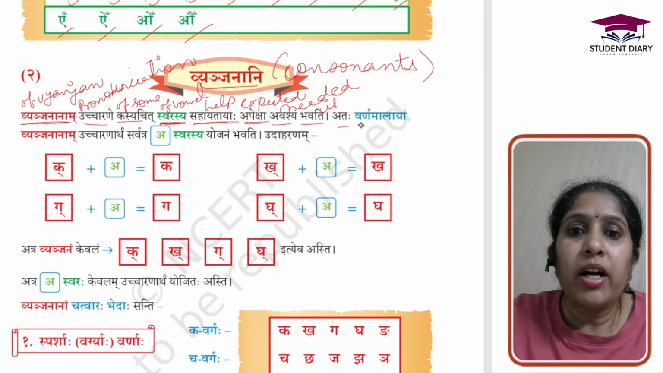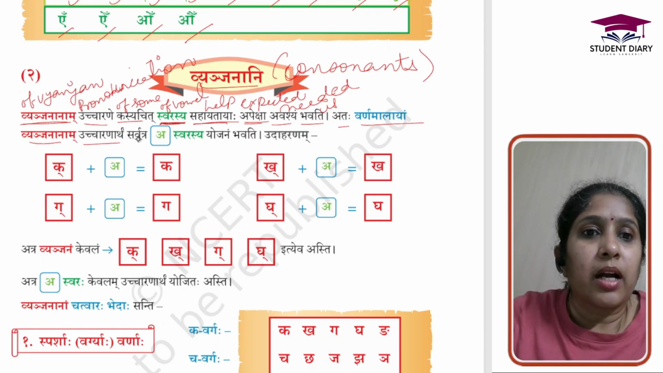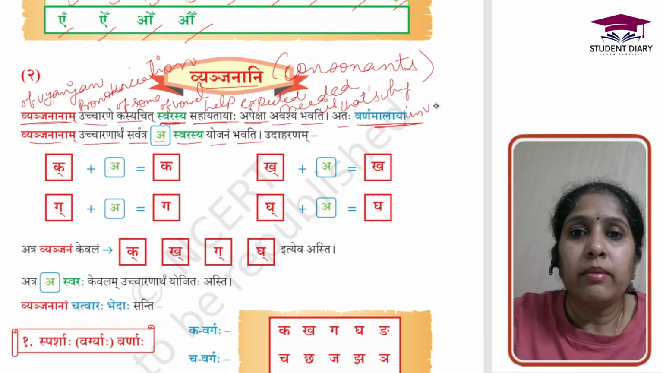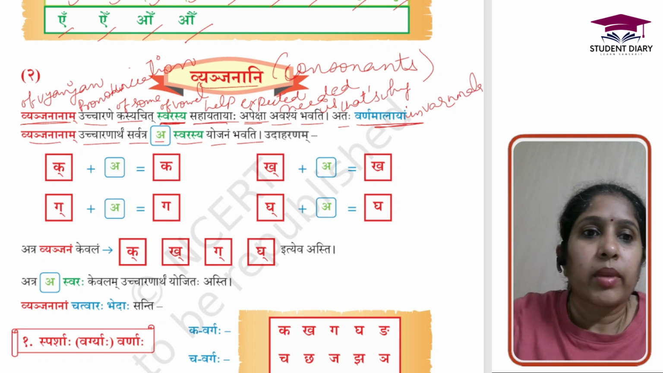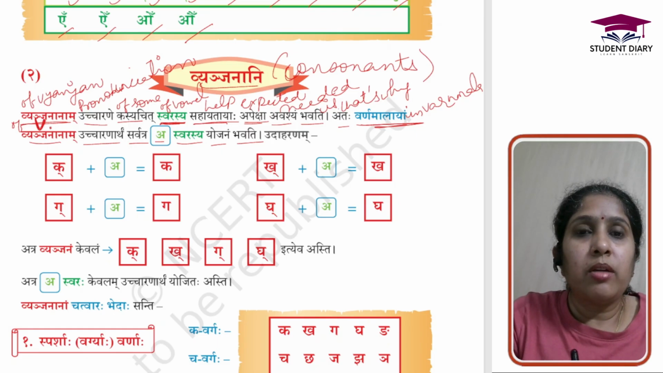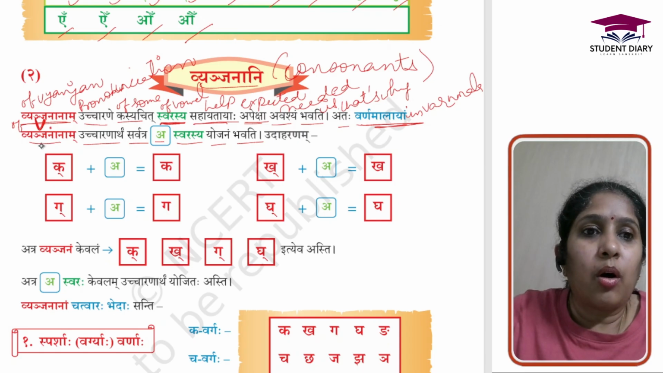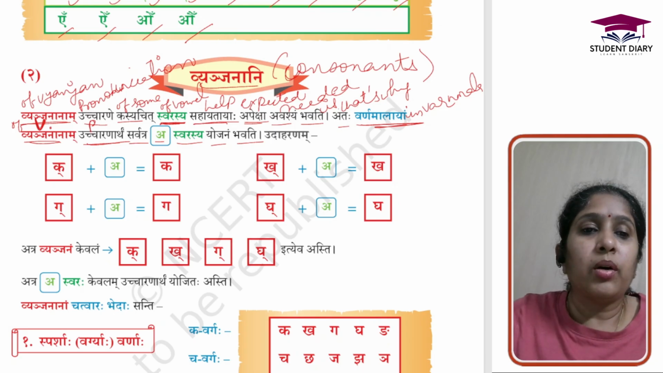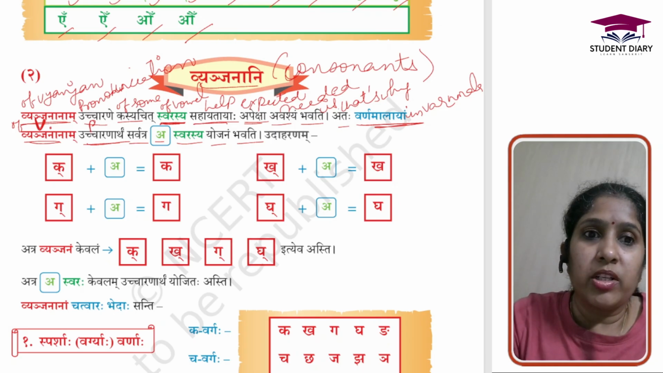Okay, atah varnmalayam vyanjana nam uchcharnartham sarvatra aswarasya yojanam bhavati. So atah means that's why. Varnmalaya means in varnmala. Vyanjana nam means of vyanjan, so I will not write it again and again; for vyanjan I will be using V from now onwards, and for swara I will be using S. Ucharnartham means for pronunciation, and I will always use P. So pronunciation of vyanjans.